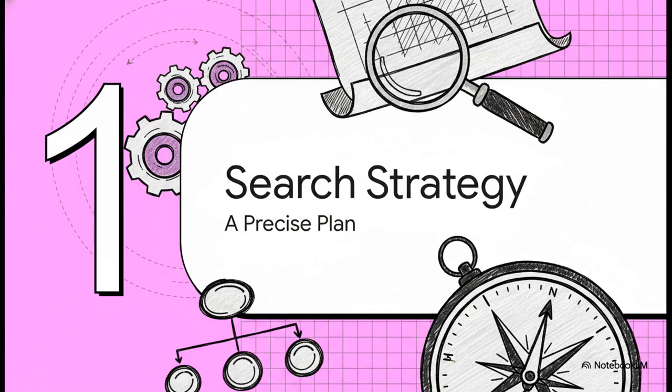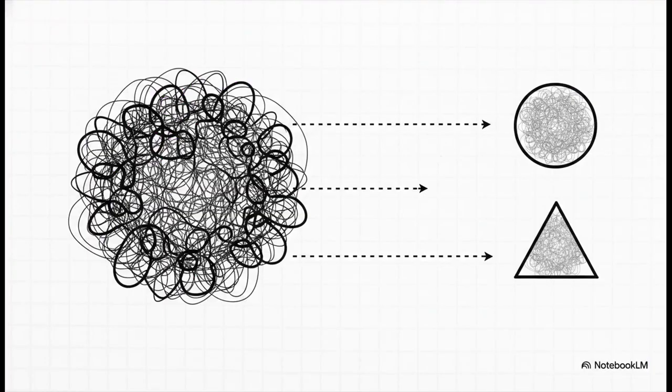So, first things first, we have to plan our attack. The most critical phase, honestly, is building your search strategy, because awesome research doesn't begin with just randomly typing stuff into a search bar. It starts with a really precise plan. And the name of the game here is divide and conquer.